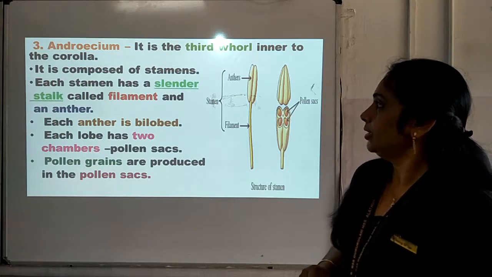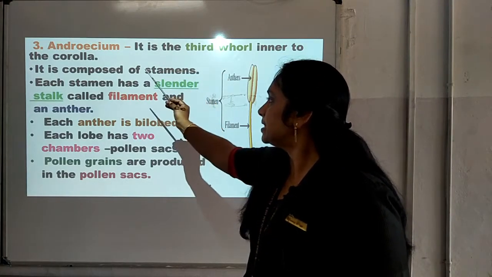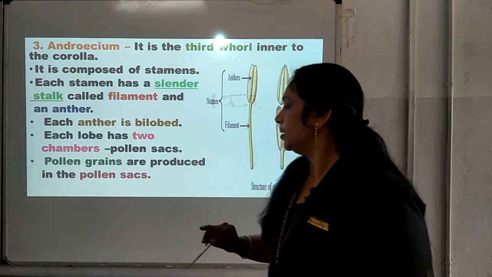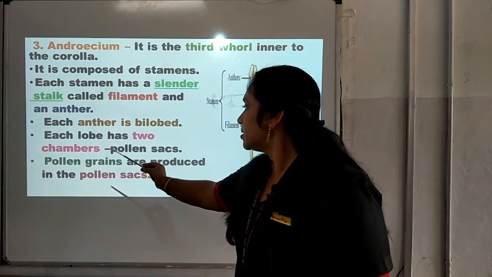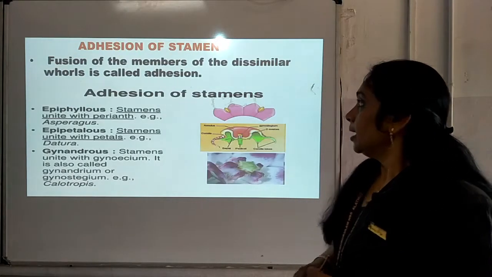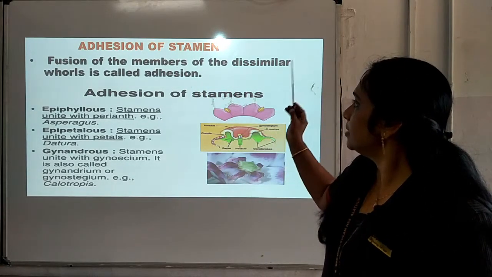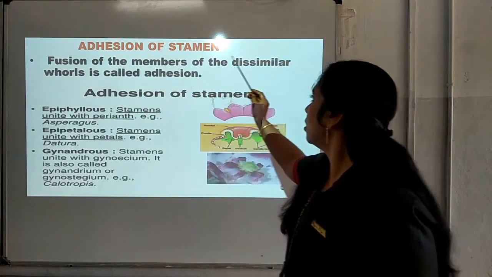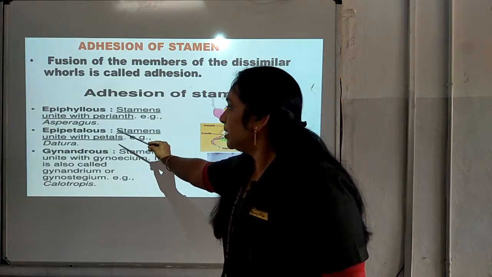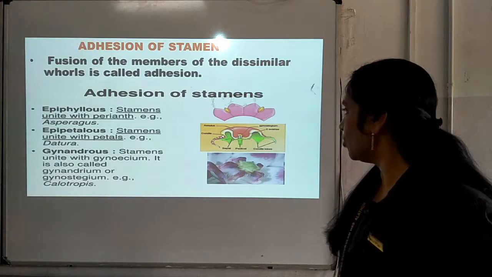The third whorl in the flower is androecium. Androecium is composed of stamens, and each stamen has a stalk called filament, and an anther is present there, which is bilobed, and each lobe has 2 chambers, and in those chambers pollen grains are present. Next, based on the androecium, we understood adhesion of stamens. What is adhesion of stamens? It is a fusion of members of dissimilar whorls, and adhesion of stamens may be epiphyllous, epipetalous and gynandrous. These are the new terms which you have to study. It is again important, my dear children.